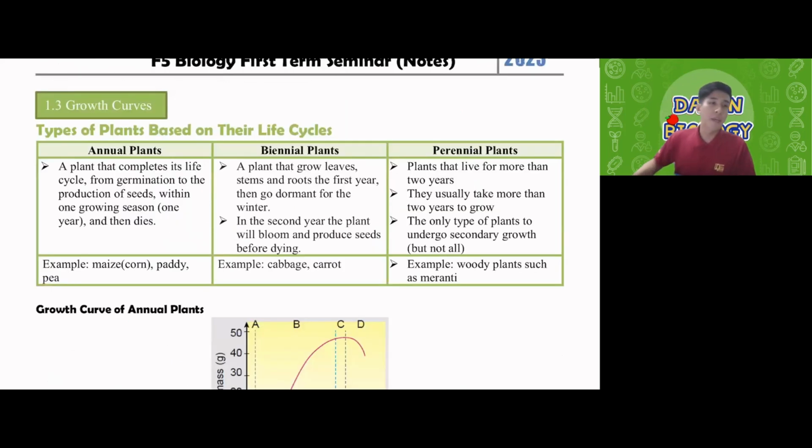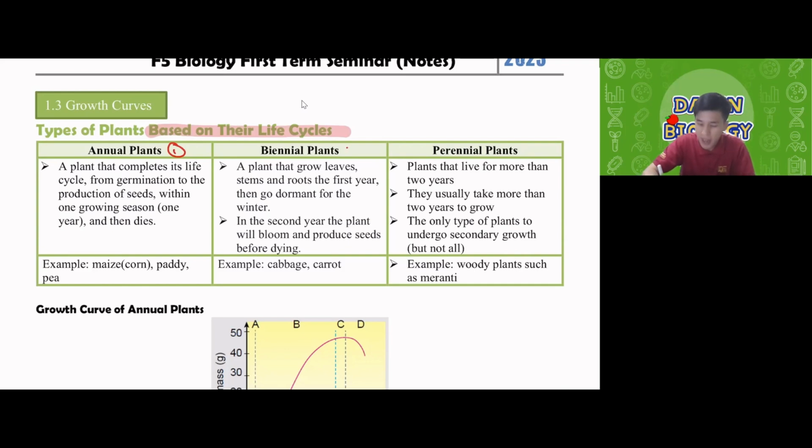Okay, now page number 8, 1.3 growth curves. This part is called types of plants based on life cycle. Because in the questions, they always ask about type of plants. When they say type of plants, you might think, what type of plants? So you need to see carefully. If the question asks about life cycle, or it's a growth curve question, then these are the three types: annual, biennial, perennial.